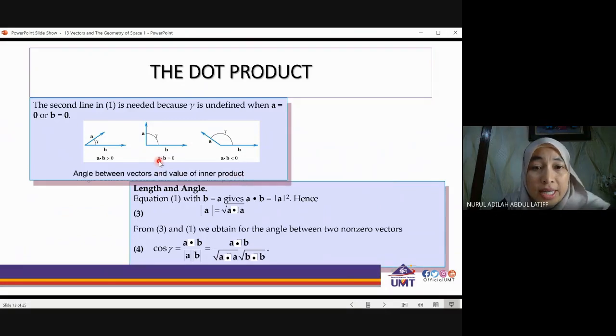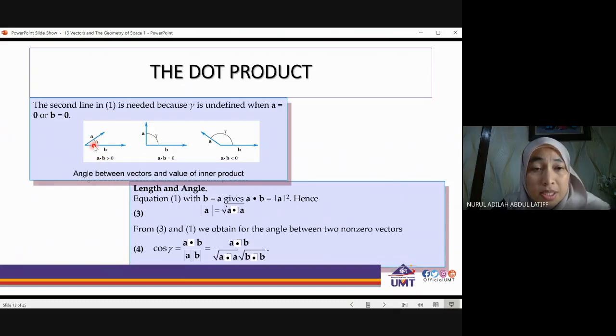Okay, so when A dot B equals 0, what does that mean? It means they are perpendicular, or 90 degrees. Perpendicular, 90 degrees. A dot B greater than 0.